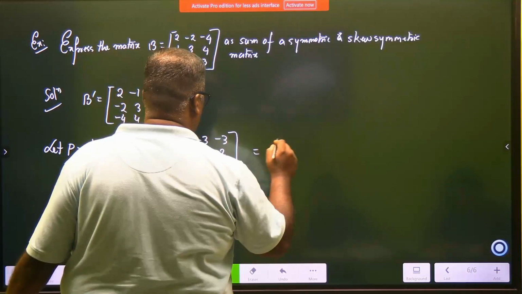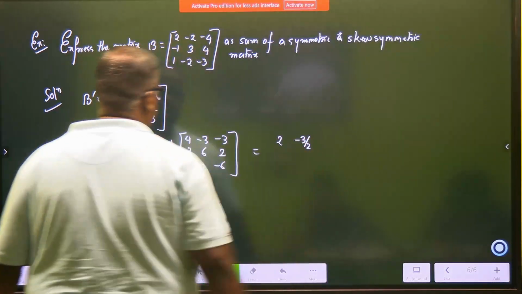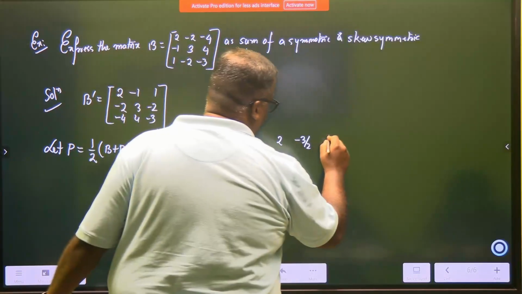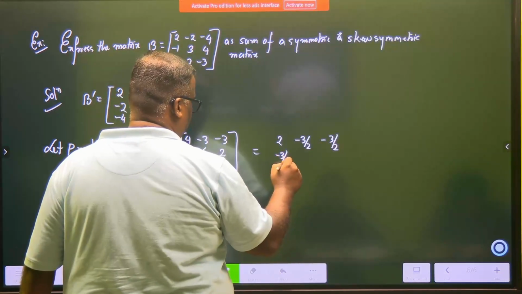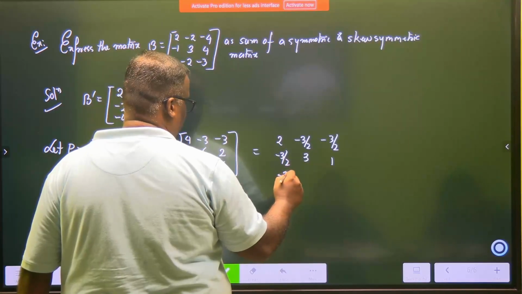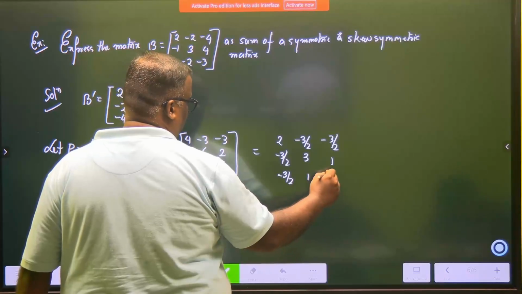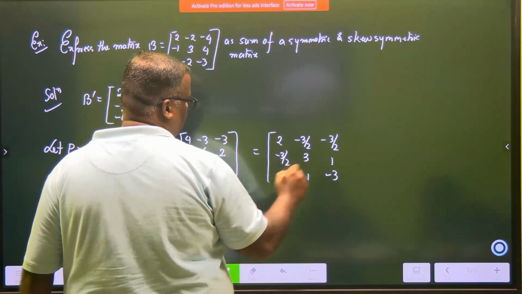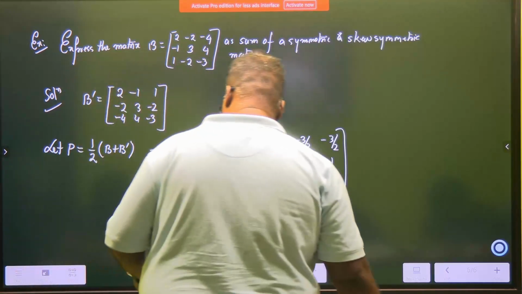Further, it can be shown now as 4 becomes 2, negative 3 by 2, then negative 3 by 2, then negative 3 by 2, we have 3, then 1, negative 3 by 2, then 1, negative 3. This is ultimately the matrix P.